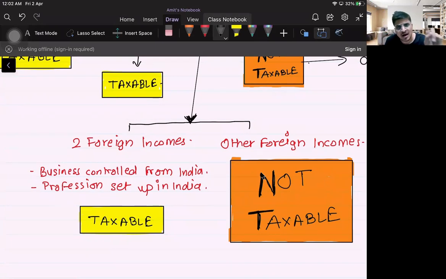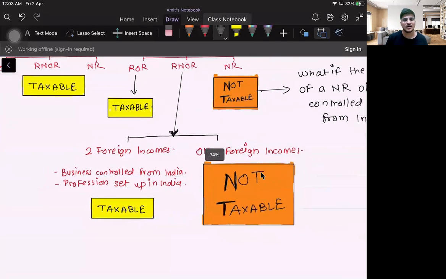Is it accruing in India? No. Is it received in India? No. What is the thing which is connected to India? That is control. The business is controlled from India. Because of that, whatever income that outside India business is earning, RNOR will have to pay tax in India. So, a business controlled from India or a profession set up in India: these two types of foreign incomes will be taxable for RNOR.